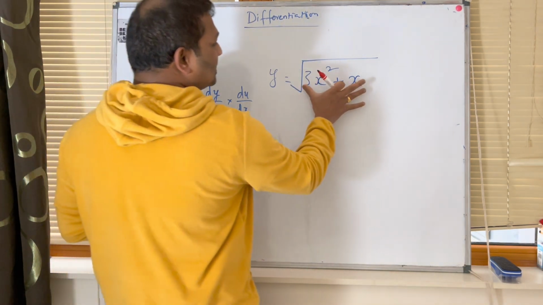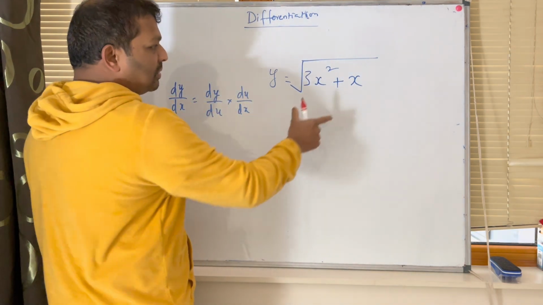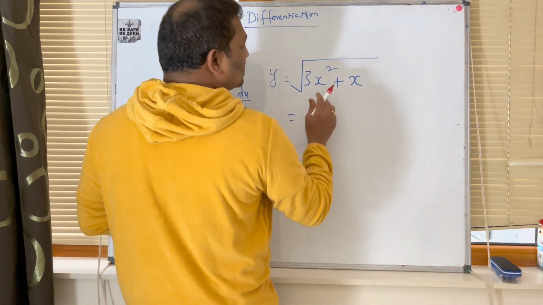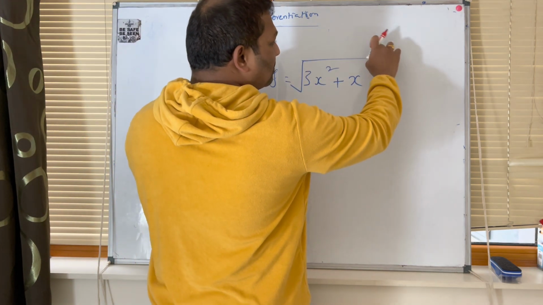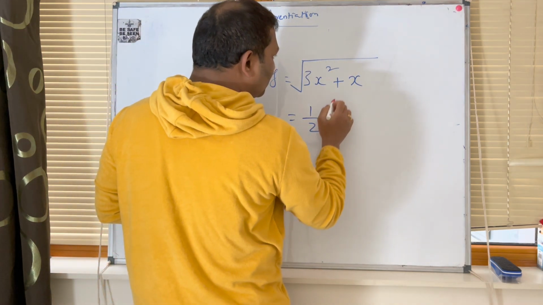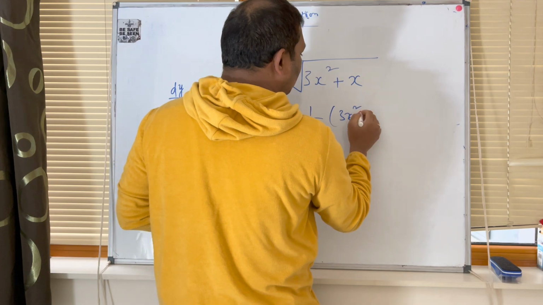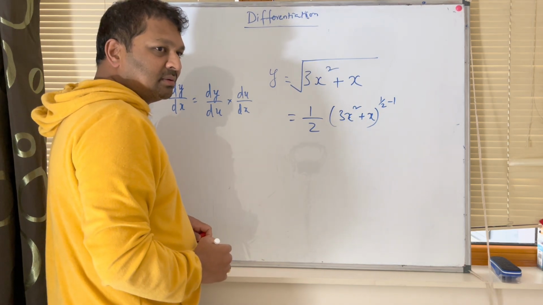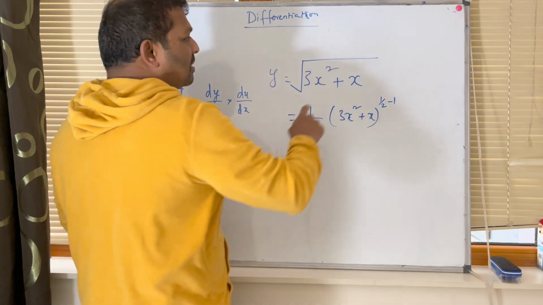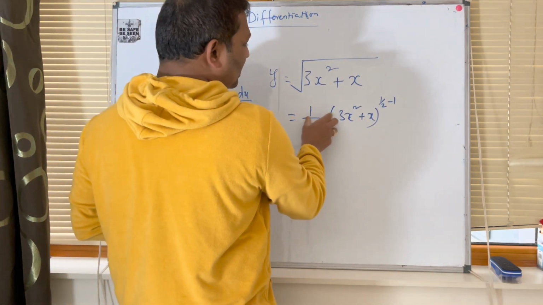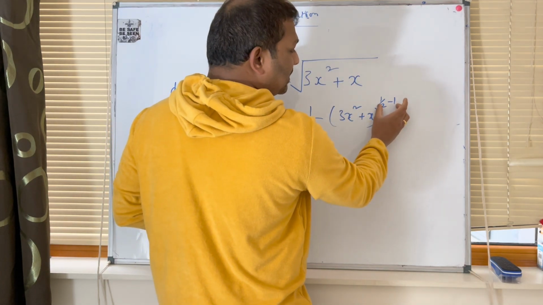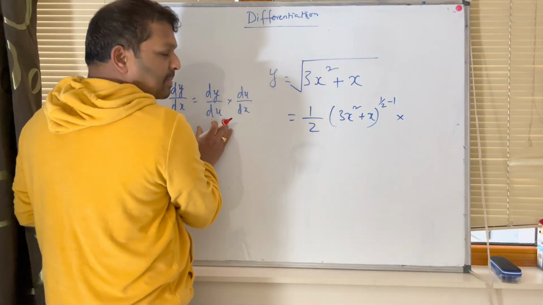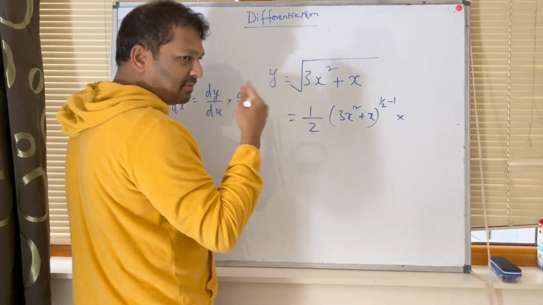When you differentiate this whole thing with respect to u, you consider the whole thing as a u. So the whole thing can be written as 3x square plus x whole to the power of 1 by 2. When you differentiate it, the power 1 by 2 will come here, and 3x square plus x to the power of 1 by 2 minus 1. You kept the same thing here and differentiated it. This is the first thing, and this part is completed because you treated the whole thing as a single variable and differentiated it.